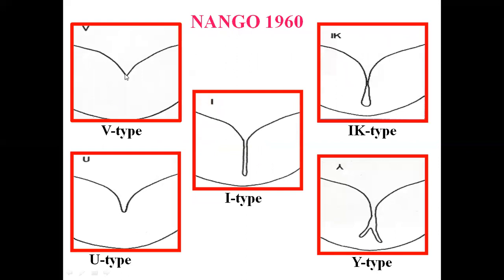So these are V type, U type, then I type, IK type, and Y types. V and U are more caries resistant, and all the others are more caries producing.